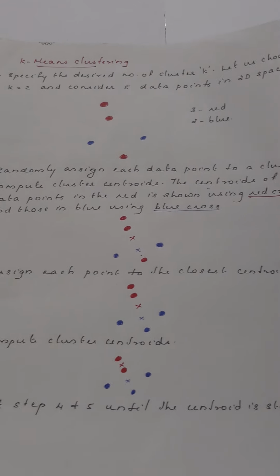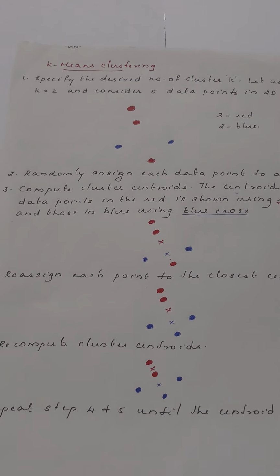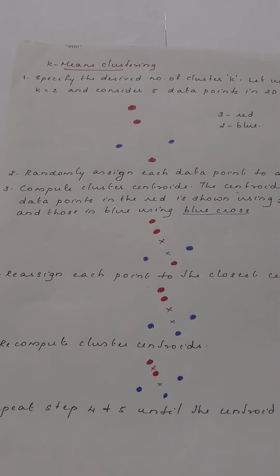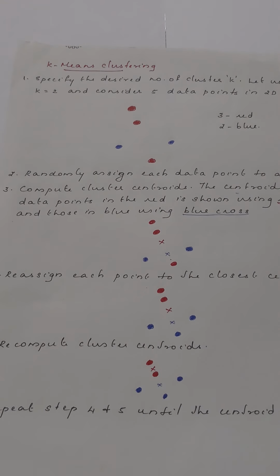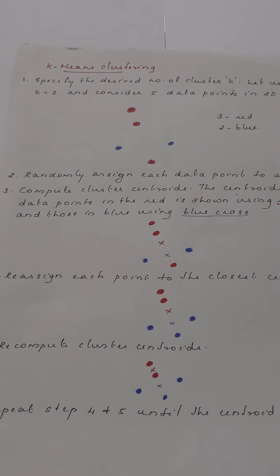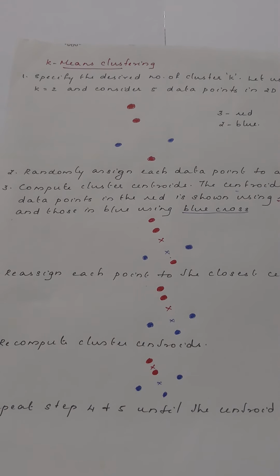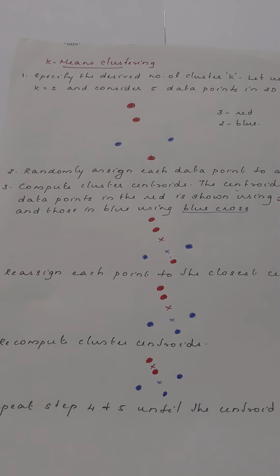The third step is to compute the cluster centroids. For that, first we take the red pixels. For the red, we select the center of those 3 red points. The center of those 3 red points is marked by the red X. That is called the centroid of red pixels. And for the blue pixels, we take the center of the blue data points and mark the centroid with a blue cross. So the center of red is marked with red color, the center of blue is marked with blue color. So we have marked the centroids.